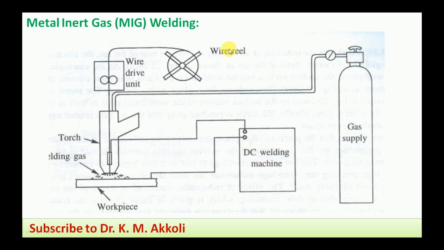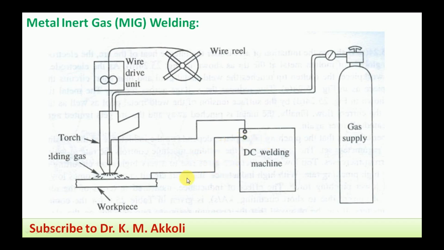Continuing with another type of welding, there is metal inert gas welding. Compared to TIG welding, metal inert gas welding is more convenient and is the most automated type of welding. The working is similar, but how the automation takes place, we will see here.